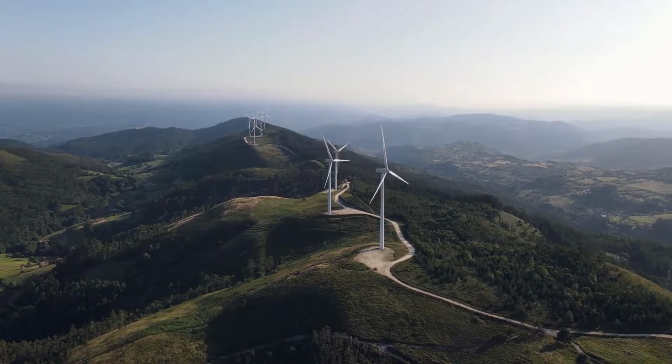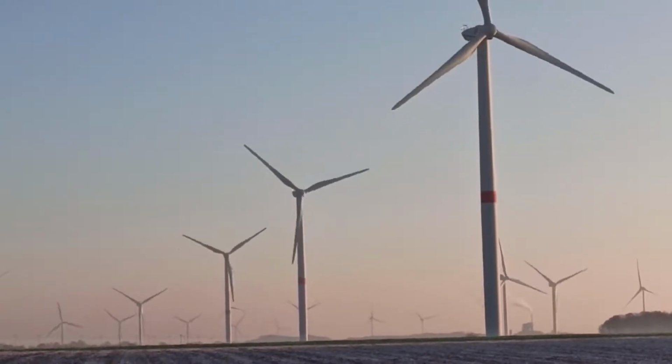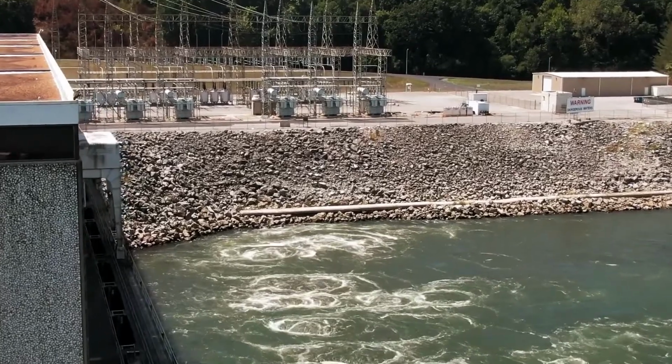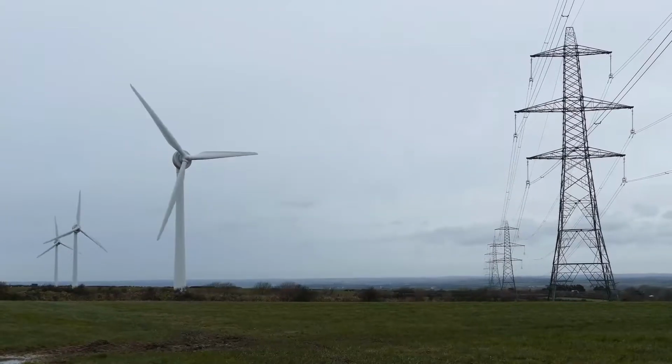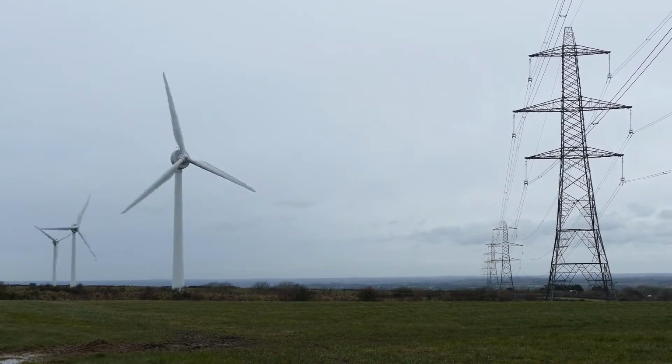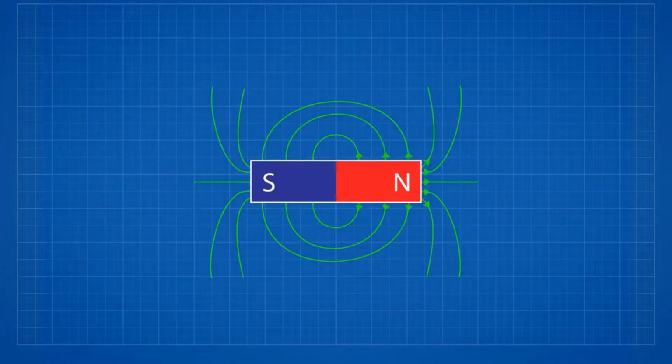Today, we will show you how to convert mechanical energy into electricity. This technique is used in steam turbines, water turbines, or wind turbines. For the conversion of mechanical energy into electricity, we use generators. The magnet consists of two poles, north and south. Permanent magnets have a constant magnetic field which flows from the north pole to the south pole of the magnet.